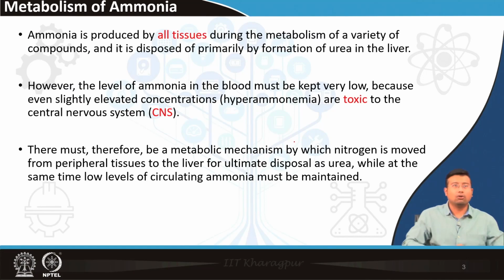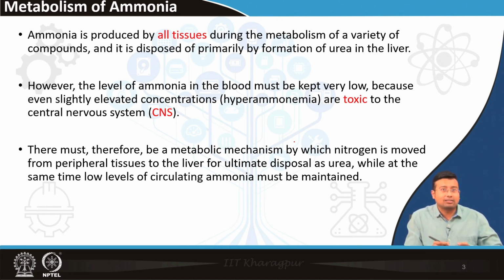Alright. So, to start with, let us summarize the whole thing at the very beginning. We should all know by the end of the session that ammonia is actually produced by all tissues during metabolism of various compounds, especially the proteinaceous nitrogenous compound, and ultimately it is finally disposed by the formation of urea. So, that is the end goal that we will be reaching today.